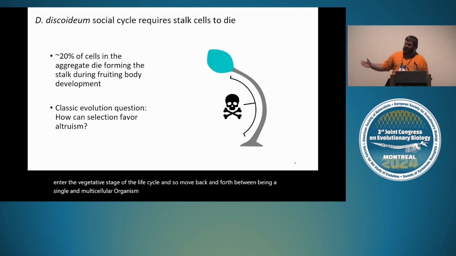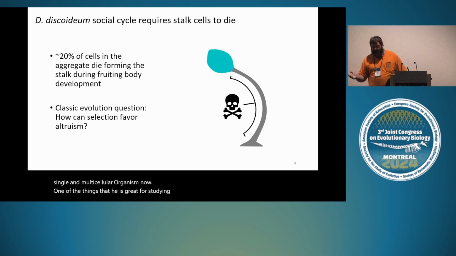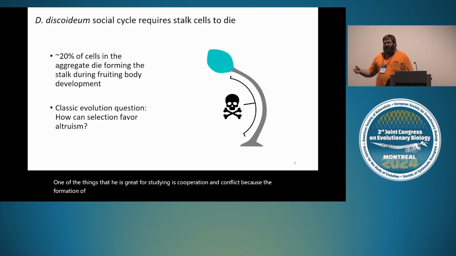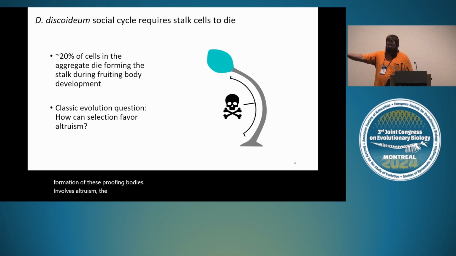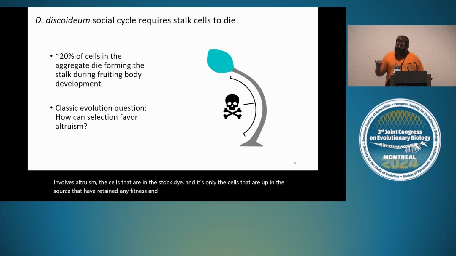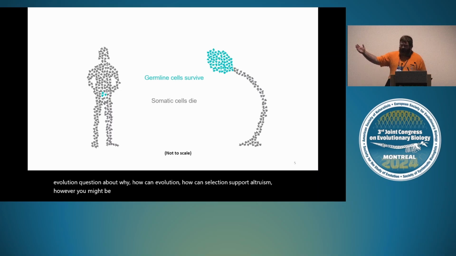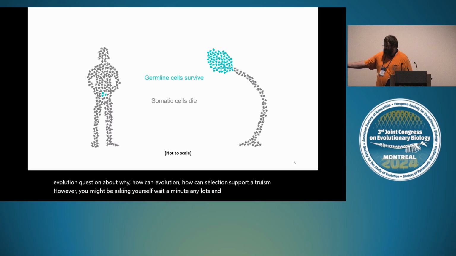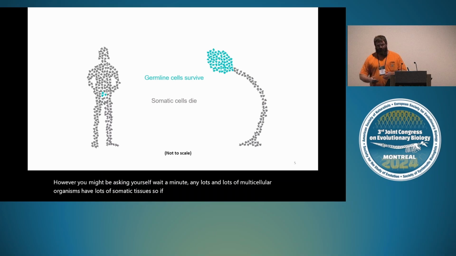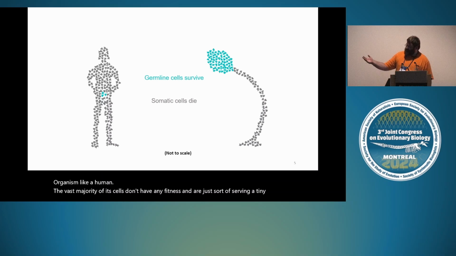Now, one of the things that Dicty is great for studying is cooperation and conflict, because the formation of these fruiting bodies involves altruism. The cells that are in the stalk die, and it's only the cells that are up in the sorus that retain any fitness. And so this, of course, sets up once again that classical evolution question about how can selection support altruism? However, you might be asking yourself, wait a minute, lots and lots of multicellular organisms have lots of somatic tissues. So if you imagine a more conventional multicellular organism like a human, the vast majority of its cells don't have any fitness and are just sort of serving a tiny minority. So it's similar to that for the Dicty.